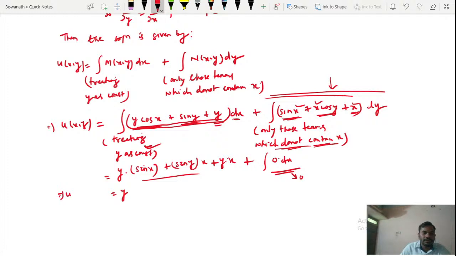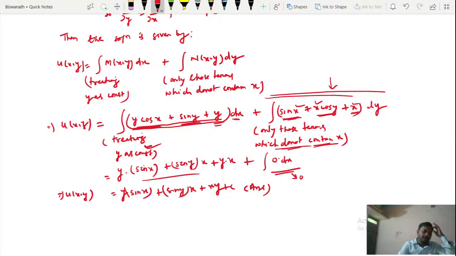So this is your u of xy equal to y sin x plus x sin y plus xy. So this will be your answer, or plus some constant c. So this is the answer: y sin x plus x sin y plus xy plus some constant. So this is your answer.